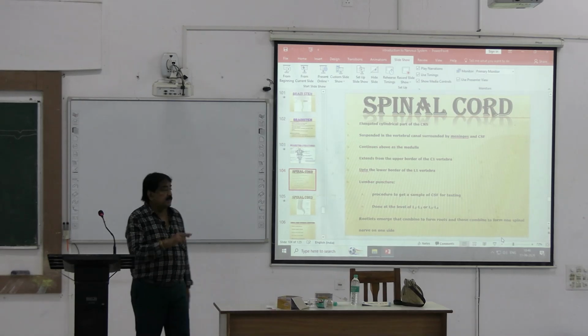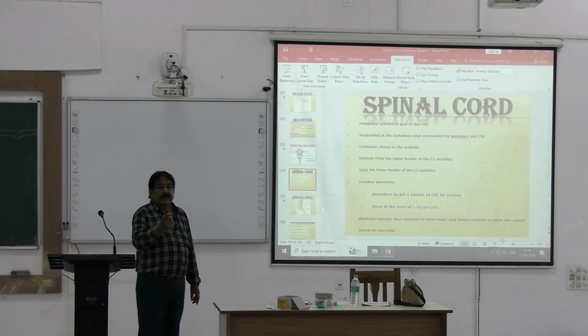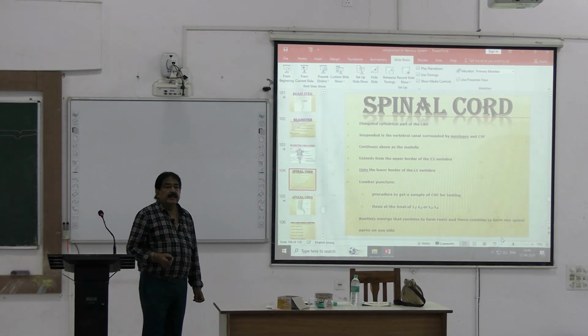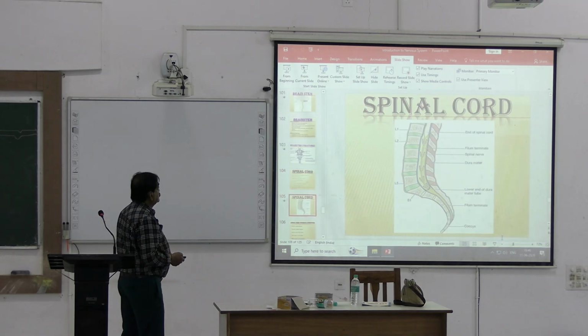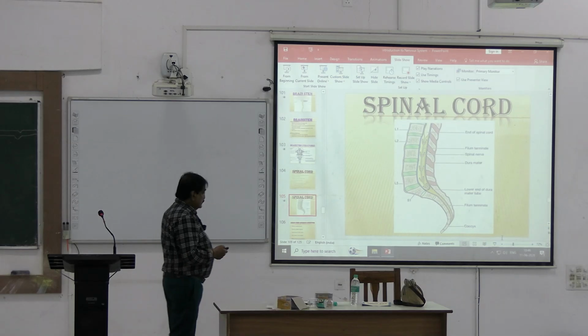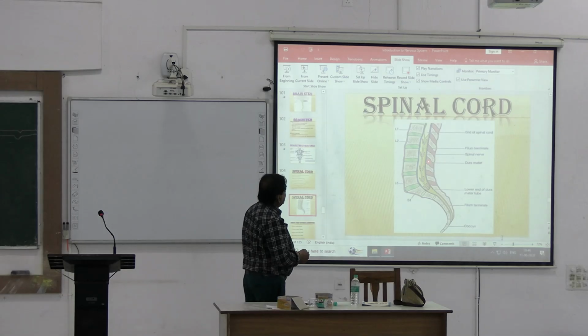It is easy. In these levels, L1, L2, L3, L4, you put a spinal needle and then collect the CSF in the test tube. Now, spinal cord, end of the spinal cord, L1, L2, filum terminale, spinal nerve. This is the dura mater. This is the lower end of the dura mater.